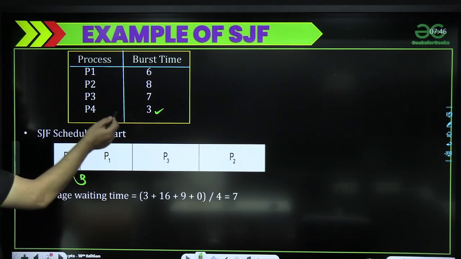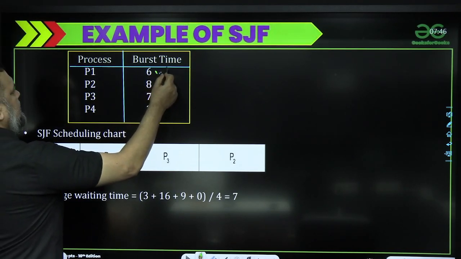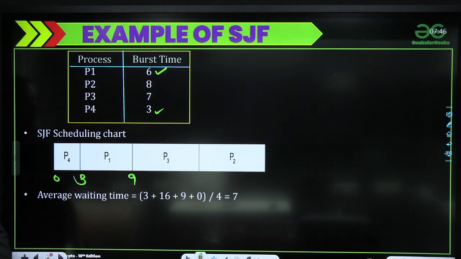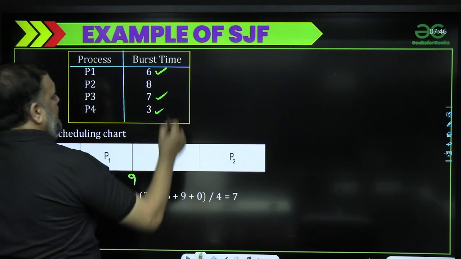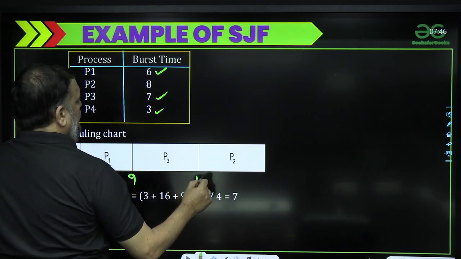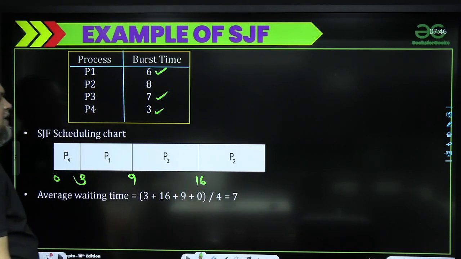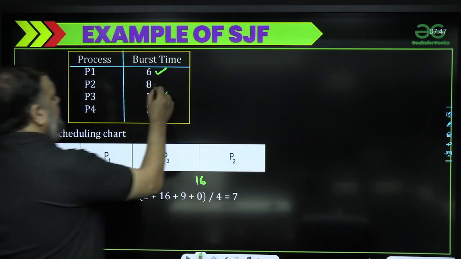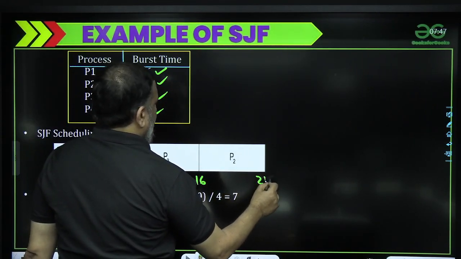Because there are no new processes coming, the next lowest burst time is P1. P1 needs 6 units, so 3 plus 6, it completes at time 9. Thereafter we run P3. P3 needs 7 units, so it finishes at time 16, 9 plus 7. And finally we take up P2, 8 units, finishing at 24.